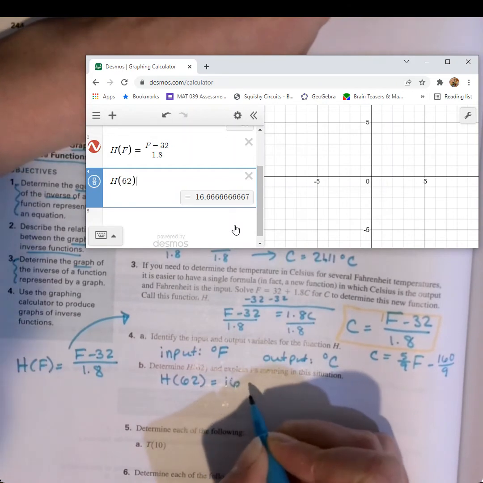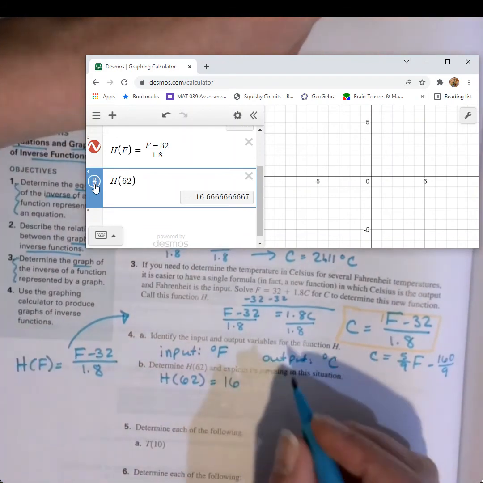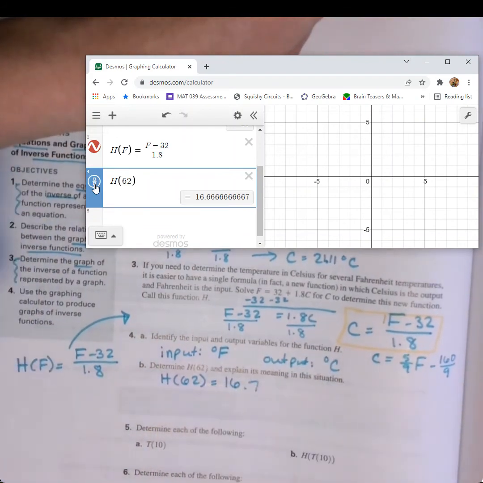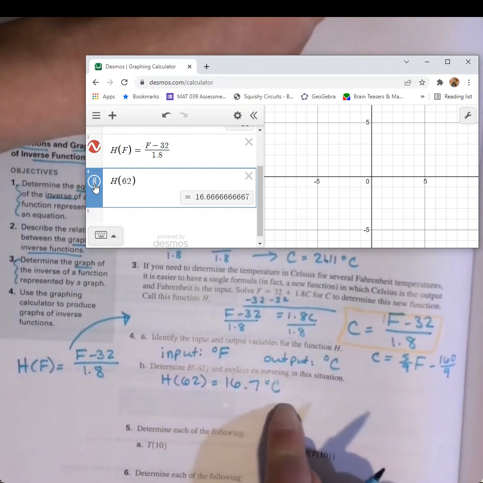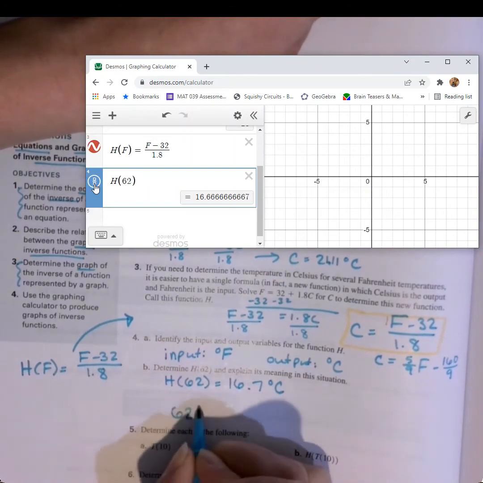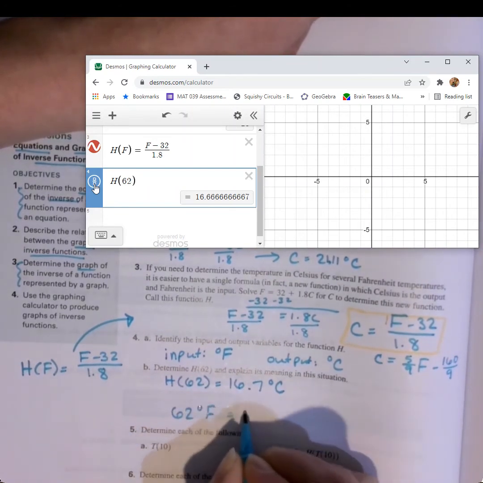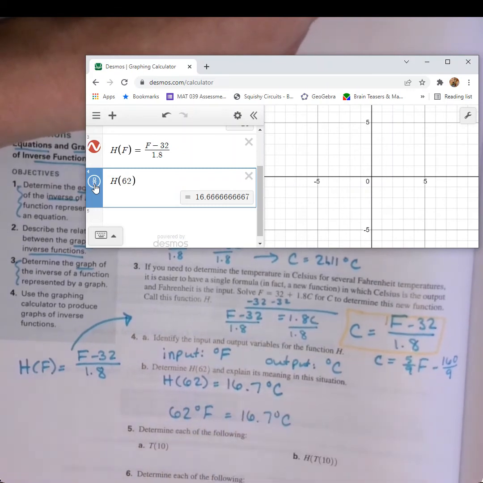If you told someone the temperature was 50/3 degrees, they would not understand it as well as if you told them it was 16.7 degrees. So I'm even going to round it to one decimal place. And that's in degrees Celsius, since the output is degrees Celsius. So what this means is that 62 degrees Fahrenheit is equal to 16.7 degrees Celsius.